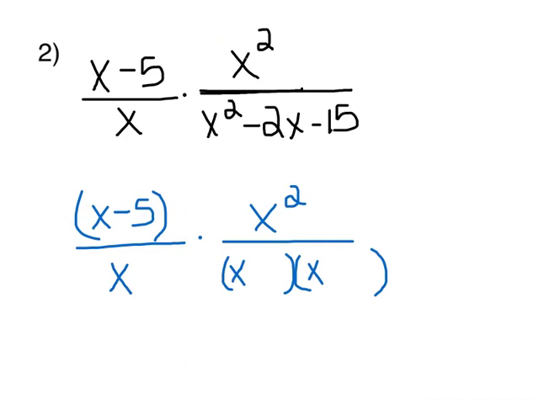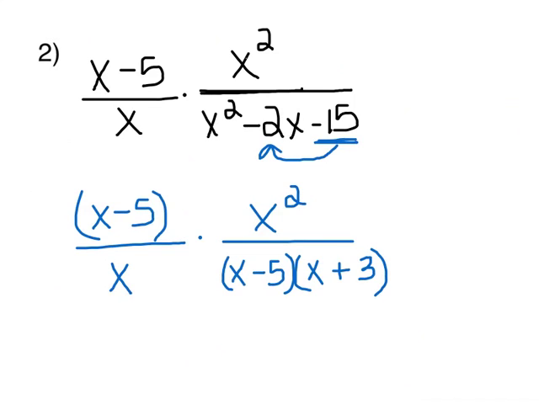x squared minus 2x minus 15, factors into 2 binomials. Remember, when factoring this, we're looking for the factors of 15 that subtract to give me a negative 2. Well, the factors of 15 are 5 and 3. In order for me to subtract and get a negative 2, I'd have to have a negative 5 and a positive 3. And now we can start simplifying our expression.